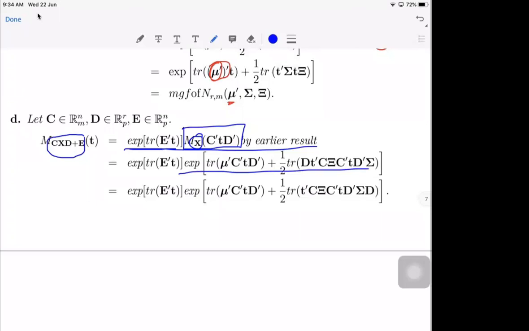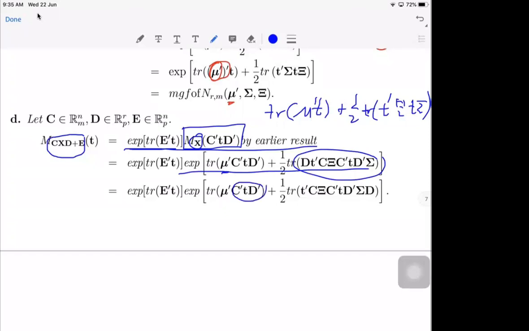And then what you do here is to make it in the form of trace of mu prime t plus 1/2 trace of t prime psi t sigma, no? So you transform it. So it becomes mu prime again. So it seems okay, with mu prime as your t, but it should be different. So how do you make it different?